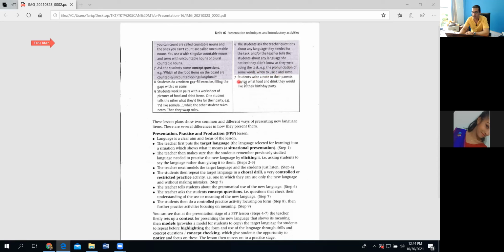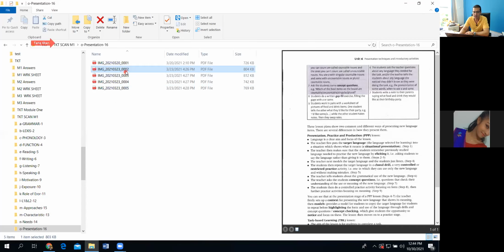Okay. Number 7, students write a note to their parents saying what food and drink they would like at their birthday parties. So this is the TBL method. And when you see, it is quite different from the previous one, which is the PPP method. Did you understand the difference in the two ways?